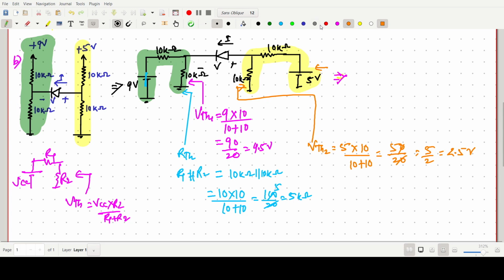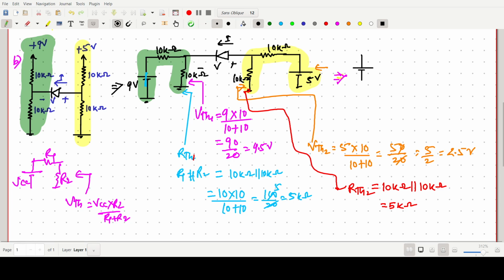Now again we have to do it for RThevenin, RTH2. Say this was TH1, TH2, anything. So just 10 kilo ohm will be in parallel with 10 kilo ohm. R1 and R2 have the same value, so R by 2. So it should be 5 kilo ohm here also. If we solve, very simple calculation, 5 kilo ohm. So now we have already done the RThevenin and VThevenin.